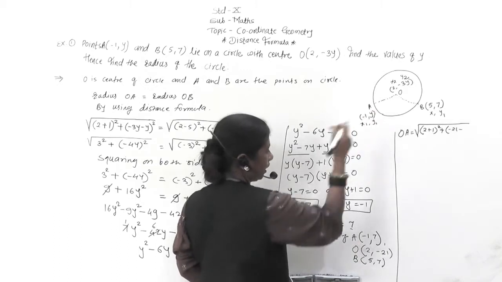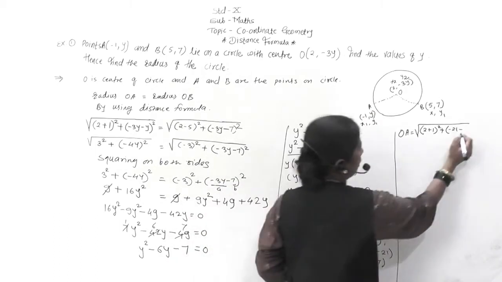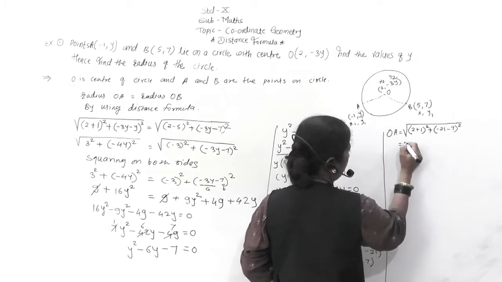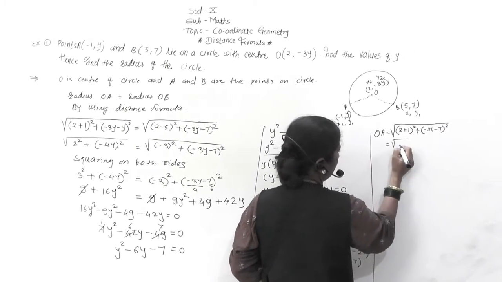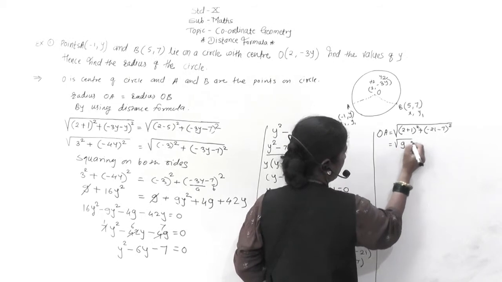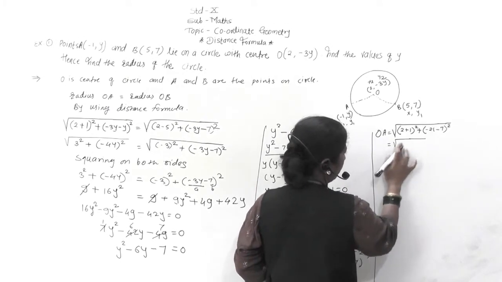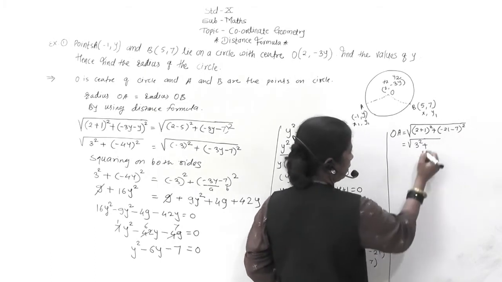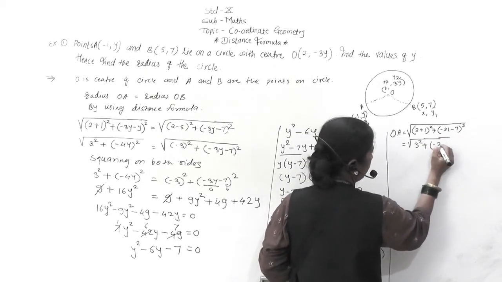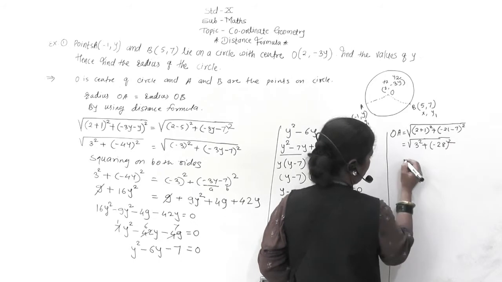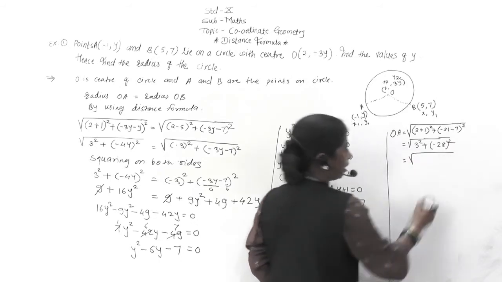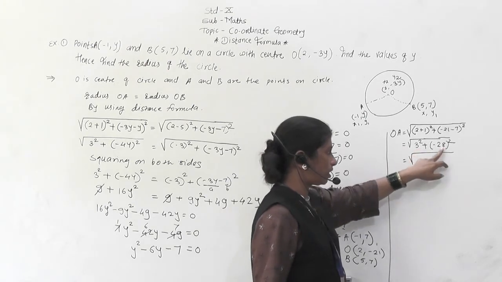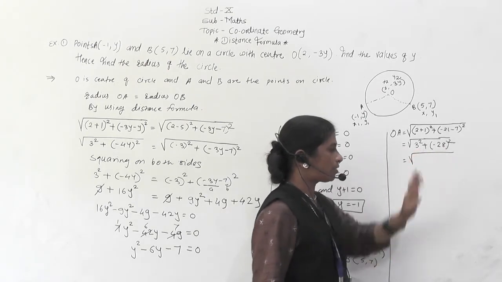Y1 is what? Your 7 here. So here 7, correct? Bracket square. So here 2 plus 1, 3. 3 square is 9. Here we take the same 3 square plus minus 21 minus 7 minus 28 bracket square. Correct? So here we will find the square of 3 and the square of minus 28.